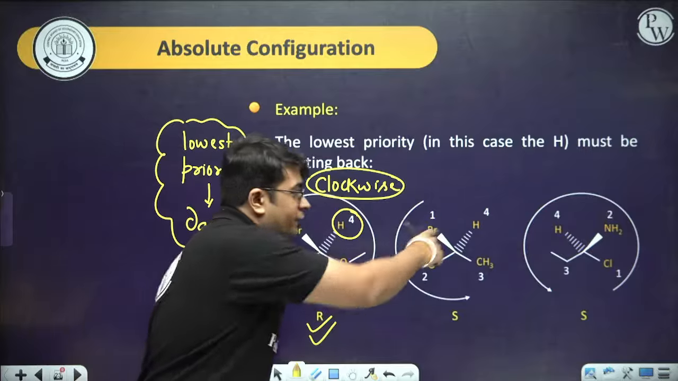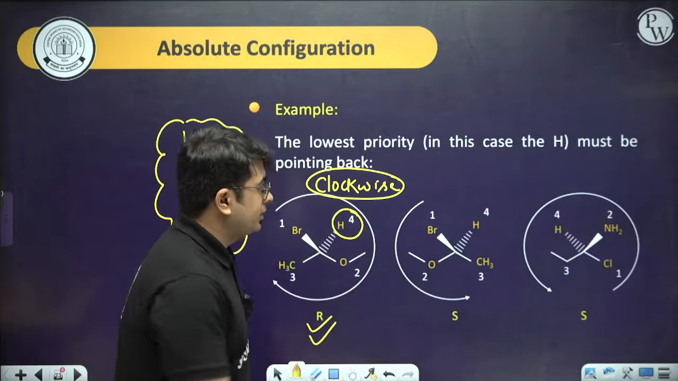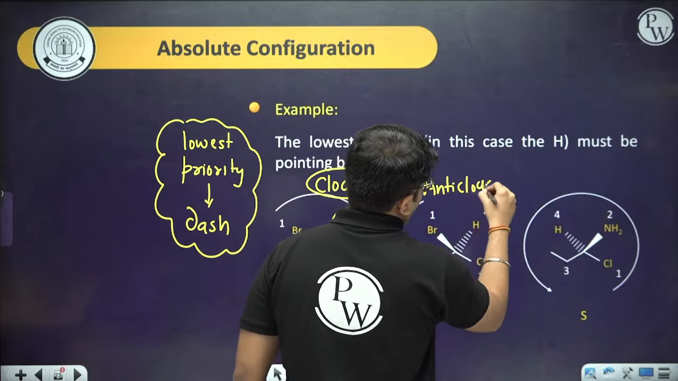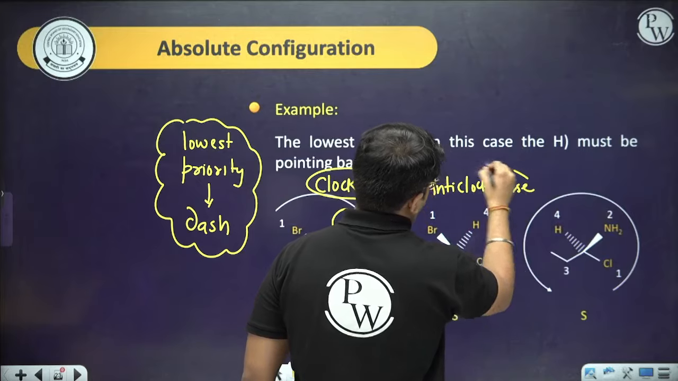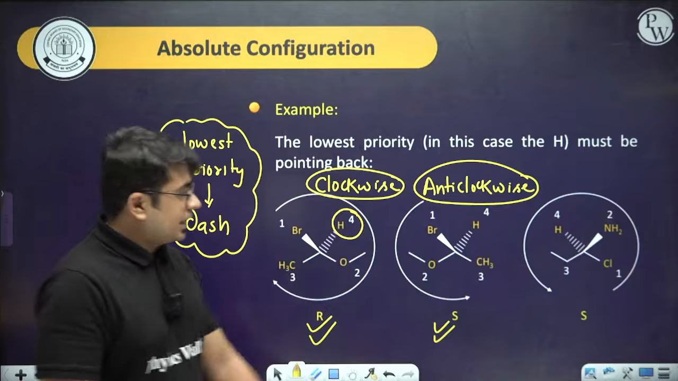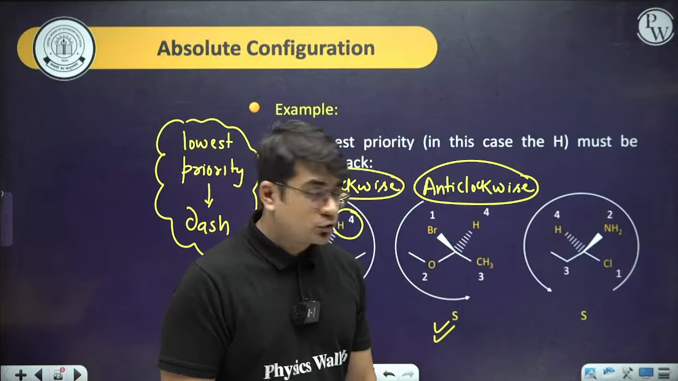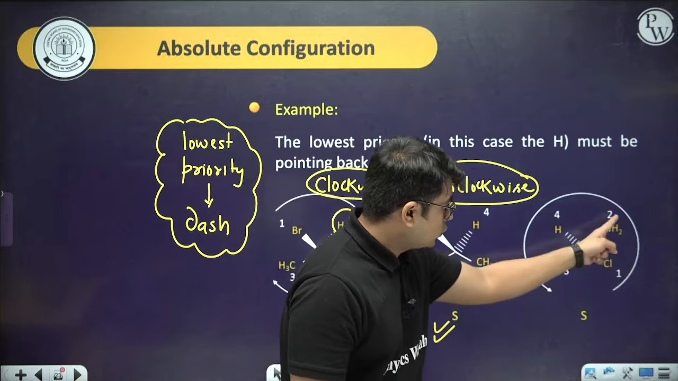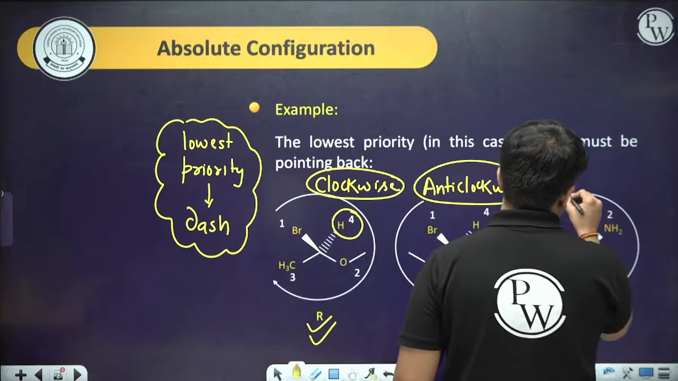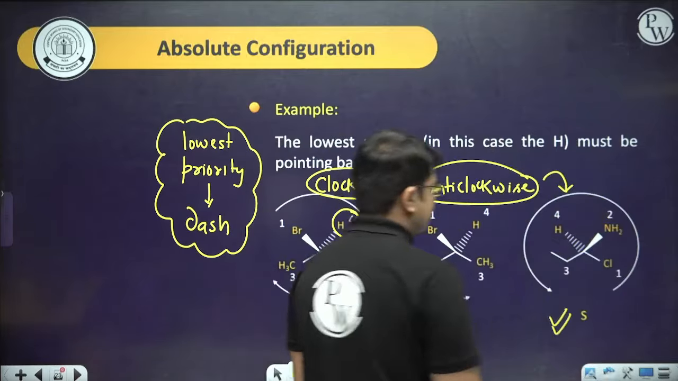Now you can see again the fourth group is present on the dash position. But 1, 2 and 3 is anti-clockwise. Definitely this is going to be S configuration. Again in this particular case, the fourth group is already on the dash position. So 1, then 2 and then 3 is again anti-clockwise. So definitely it's going to be S.